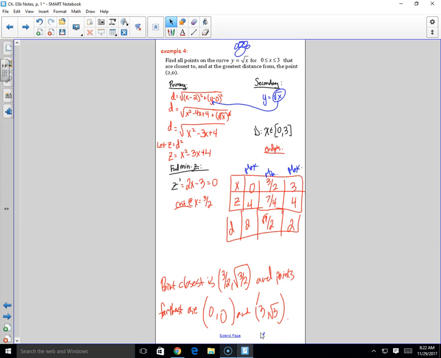They didn't ask for the distances. If they did, we could say the farthest it goes is 2 away from that point, and the closest it goes is root 7 over 2. But they didn't ask for it, so it's okay. Now, for those of you guys that got stuck at 13, this is how you want to do 13. Will you always be able to just deal with the inside for the distance from anyone? Whenever it's strictly a square root, yeah.